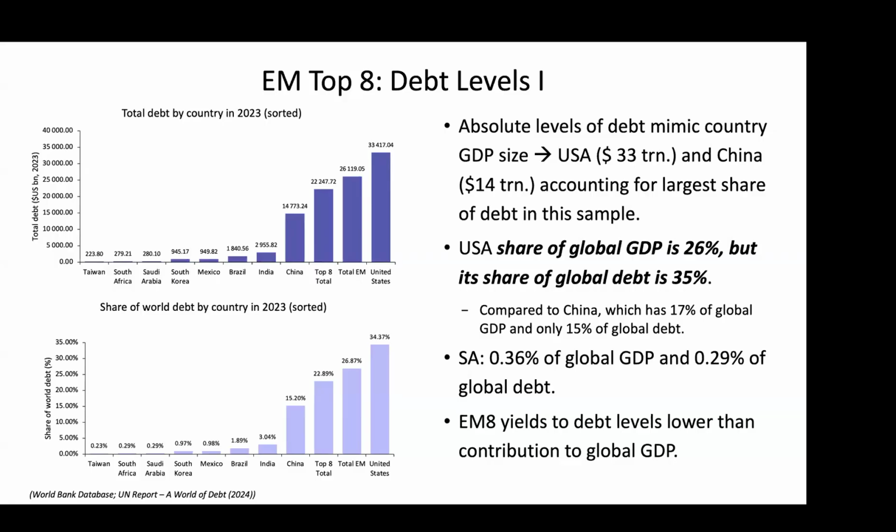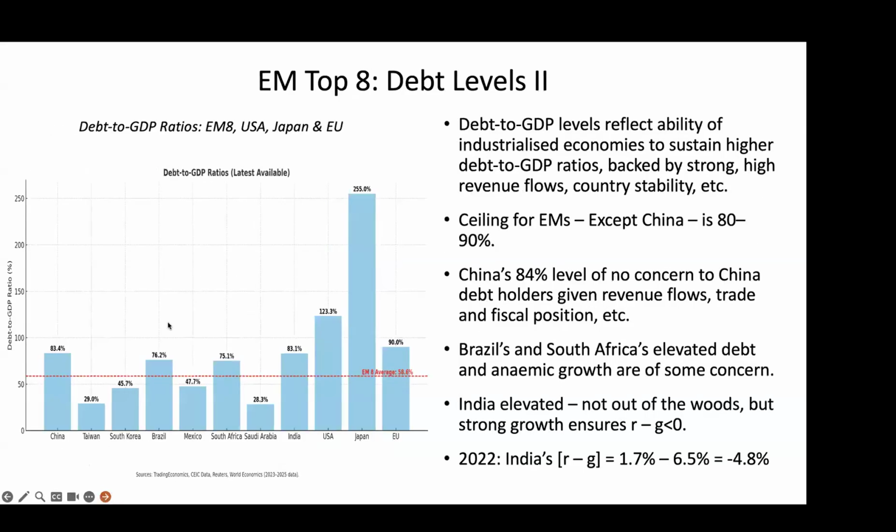Now, this is just one metric in thinking about debt and debt repayment and sovereign debt. It's a far more complicated conversation. But it's super interesting to note that the US's share of global debt is actually higher than its share of global GDP. And I think that's part of the pressure that you're beginning to see in global bond markets. It's not the case with China, and it's not the case with the EM8 in terms of their share of debt relative to share of global GDP.